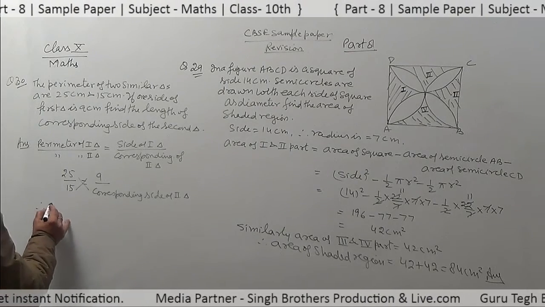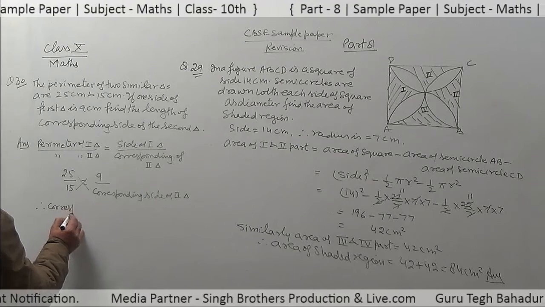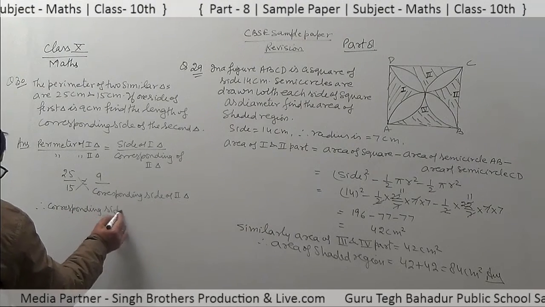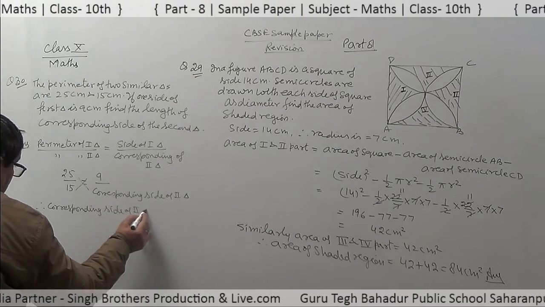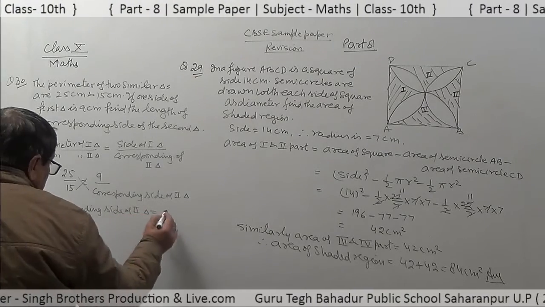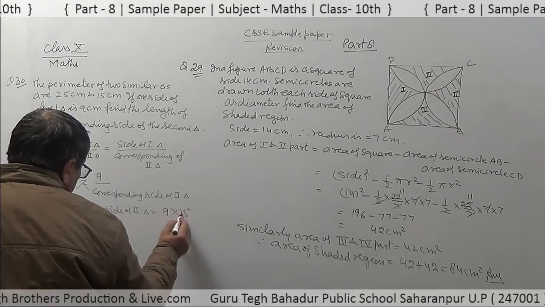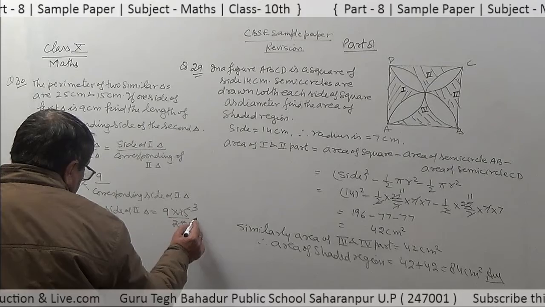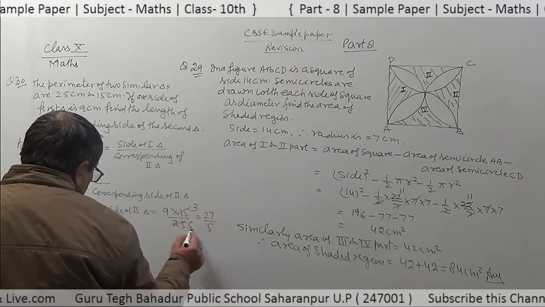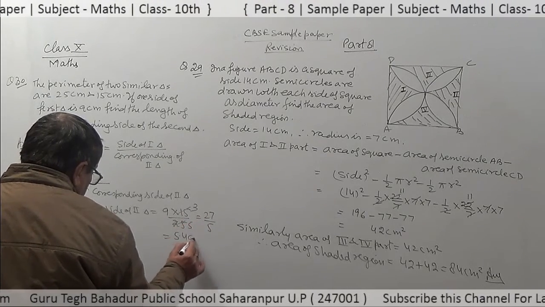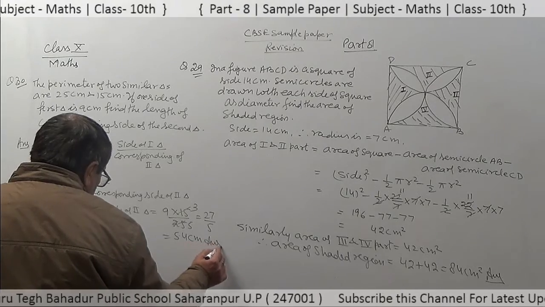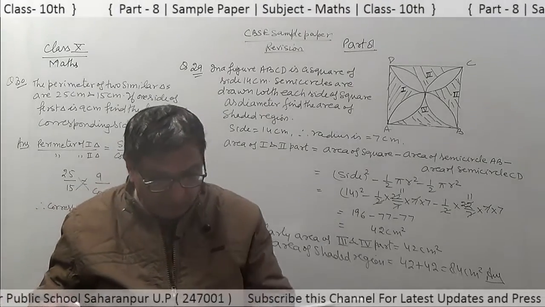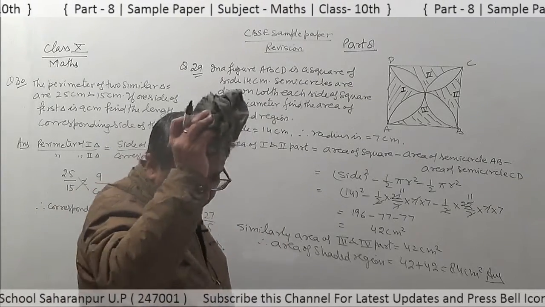therefore, corresponding side of second triangle is equal to 9 into 15 upon 25. 5 threes are 15, 5 fives are 25, 27 upon 5, that is 5.4 centimeter. Next is the other part of this triangle question.